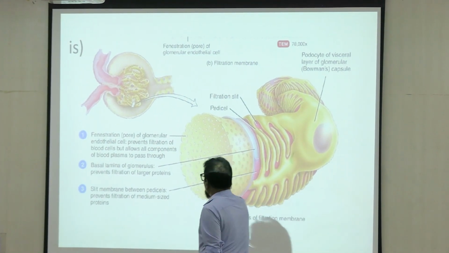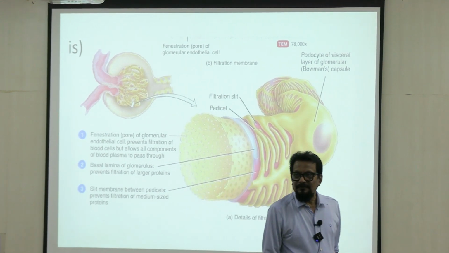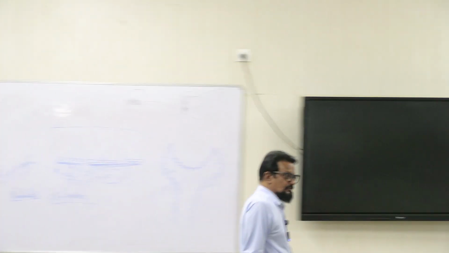And the slit pores prevent filtration of medium-sized proteins. Okay? So these are the functions of the various slit pores present in the membrane.